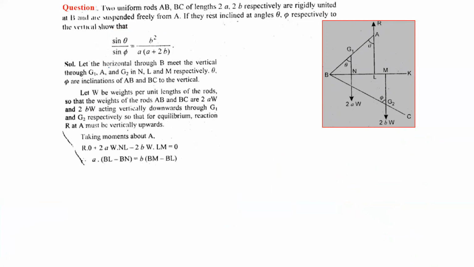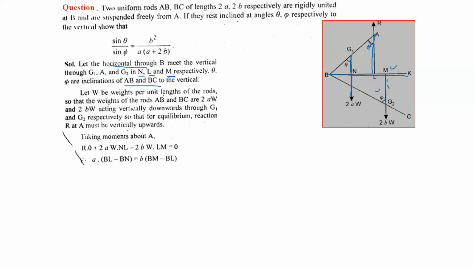Firstly, the explanation: let the horizontal through B meet the vertical through G1 at N, the vertical through A at L, and the vertical through G2 at M. Respectively, theta and phi are the inclinations of AB and BC to the vertical. That was given to us, the angle theta and the angle phi.